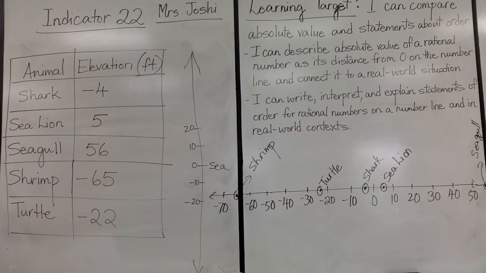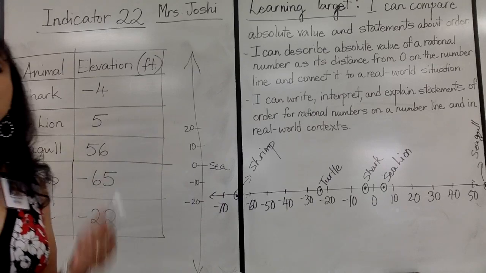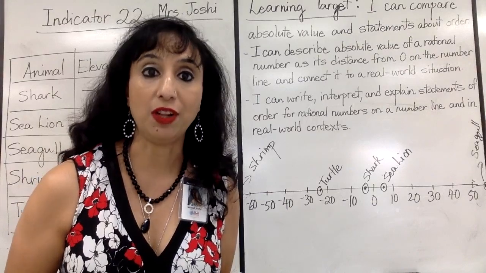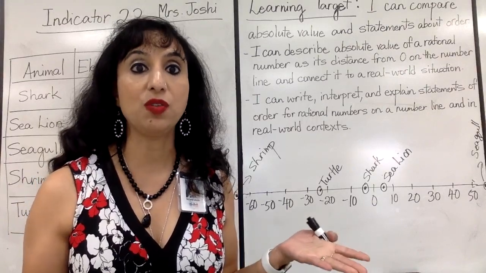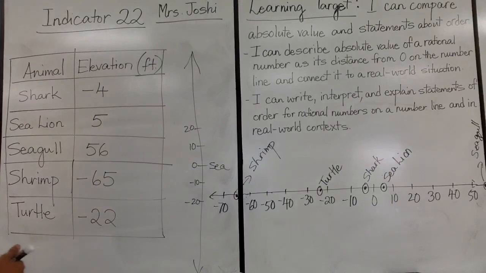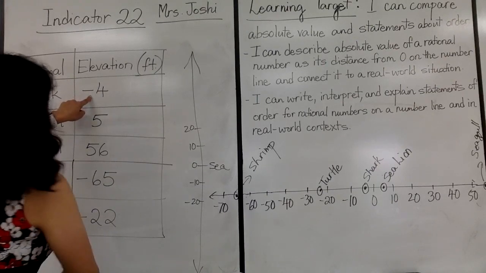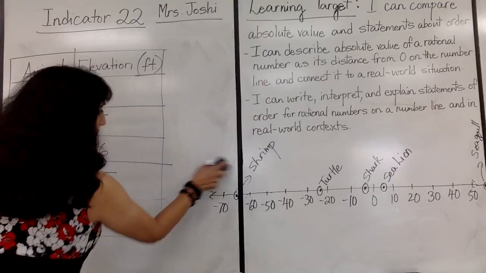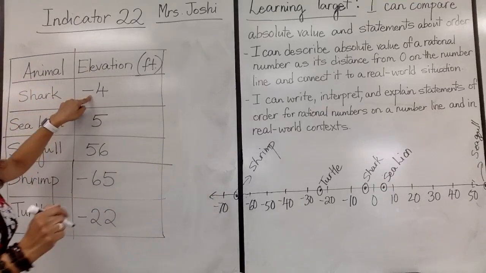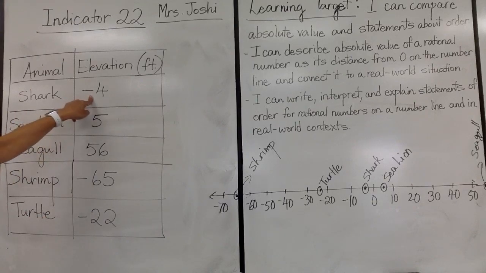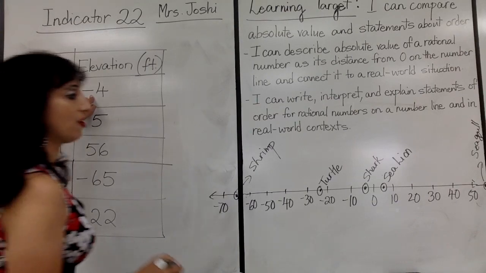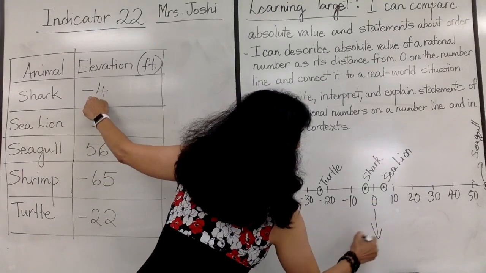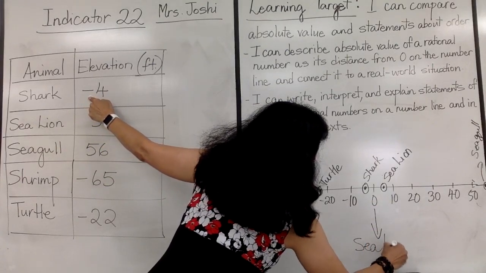Okay? Now, the next question is: is the shark or the sea lion closer to sea level? So now, obviously, we are going to be using absolute value for that. Okay? So if I look at the shark, the absolute value, we're looking at the distance now from the sea level. Sea level is always considered 0. Okay, this is my sea level.